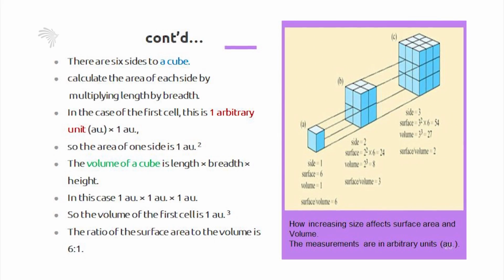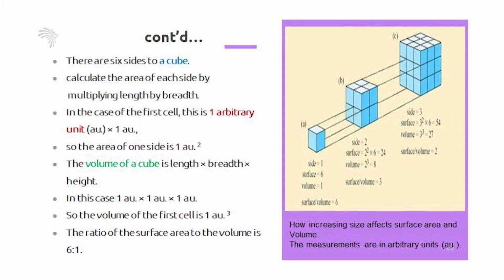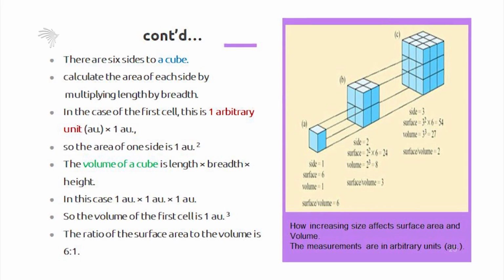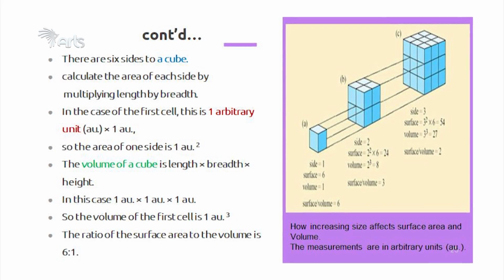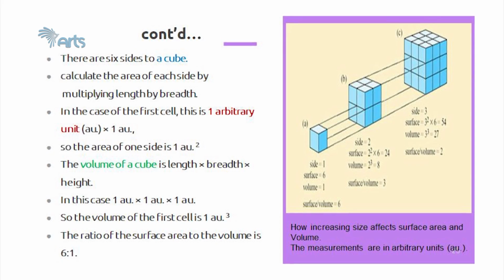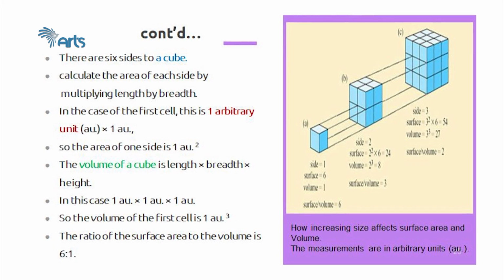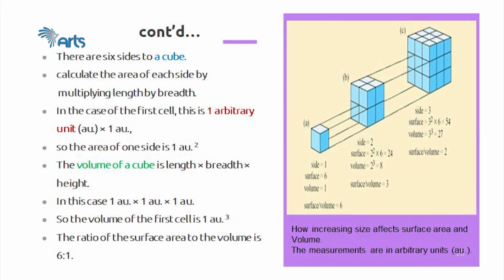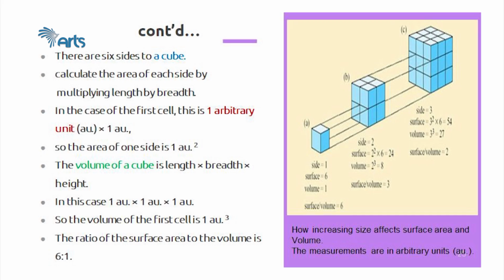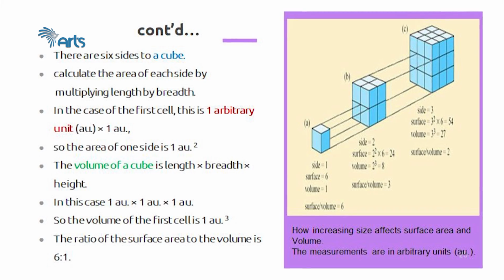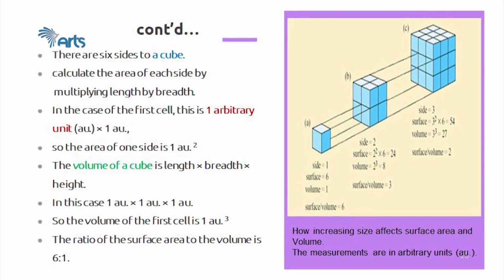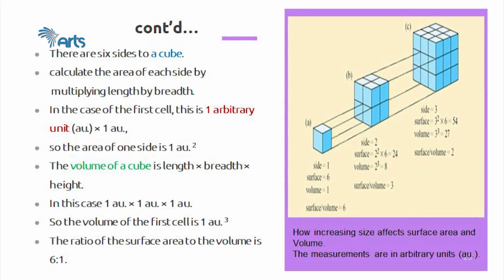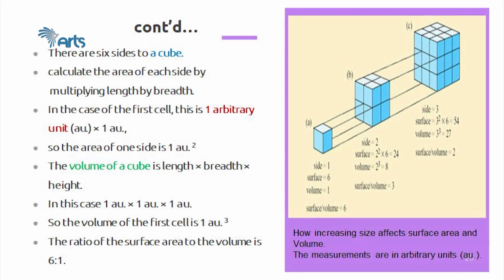There are 6 sides to a cube. Calculate the area of each side by multiplying the length by the breadth. In the case of the first cell, that is 1 arbitrary unit, so the area of one side is 1 arbitrary unit squared. The volume of a cube is length times breadth times height. In this case, 1 arbitrary unit times 1 arbitrary unit times 1 arbitrary unit, so the volume of the first cell is 1 arbitrary unit cubed. So the surface area to volume ratio is 6:1 in the first cell cube.